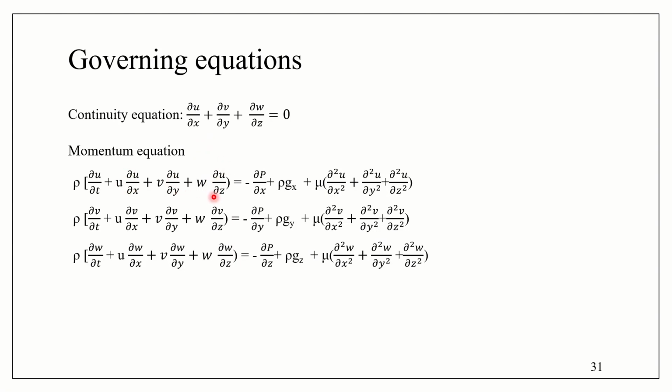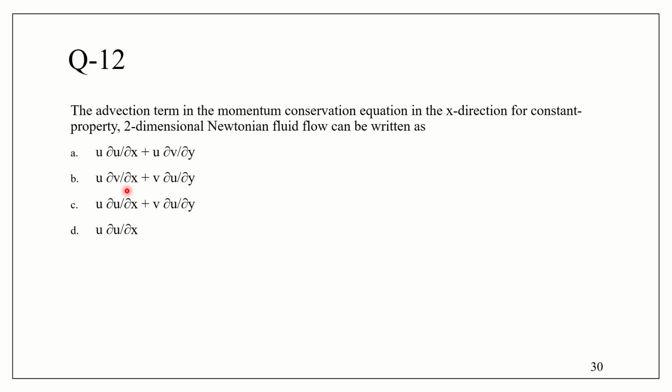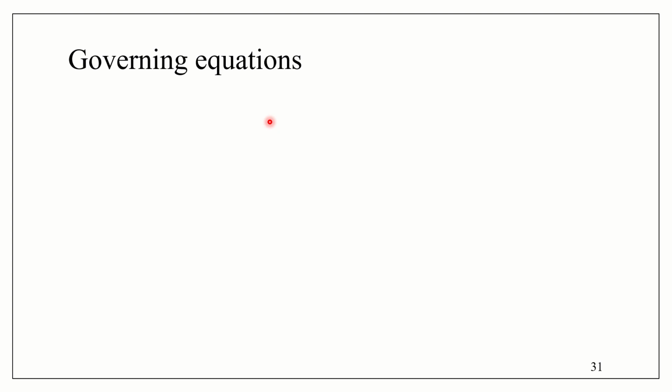So since it is not for the three-dimensional case, we are left with u ∂u/∂x + v ∂u/∂y, which is the right answer. On going back to the slide, u ∂u/∂x + v ∂u/∂y is the advection term in the momentum conservation equation in the x direction for a constant property, that is, constant density, two-dimensional Newtonian fluid. And the answer is option C.